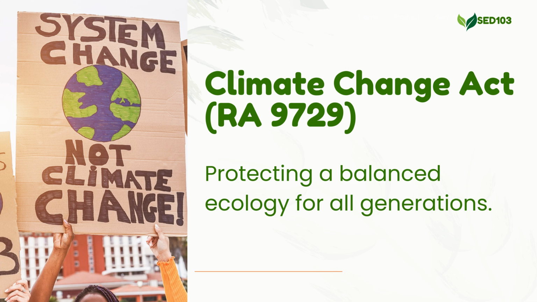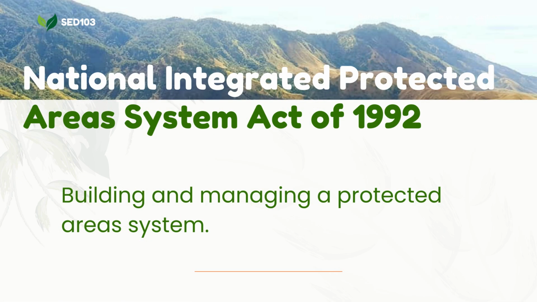The next one is the Climate Change Act or RA 9729. This mainstreams climate change into government policy, creating the Climate Change Commission to lead mitigation and adaptation efforts. And the last one is the National Integrated Protected Area System Act of 1992. It establishes a framework for managing and protecting ecologically rich and biologically diverse areas.